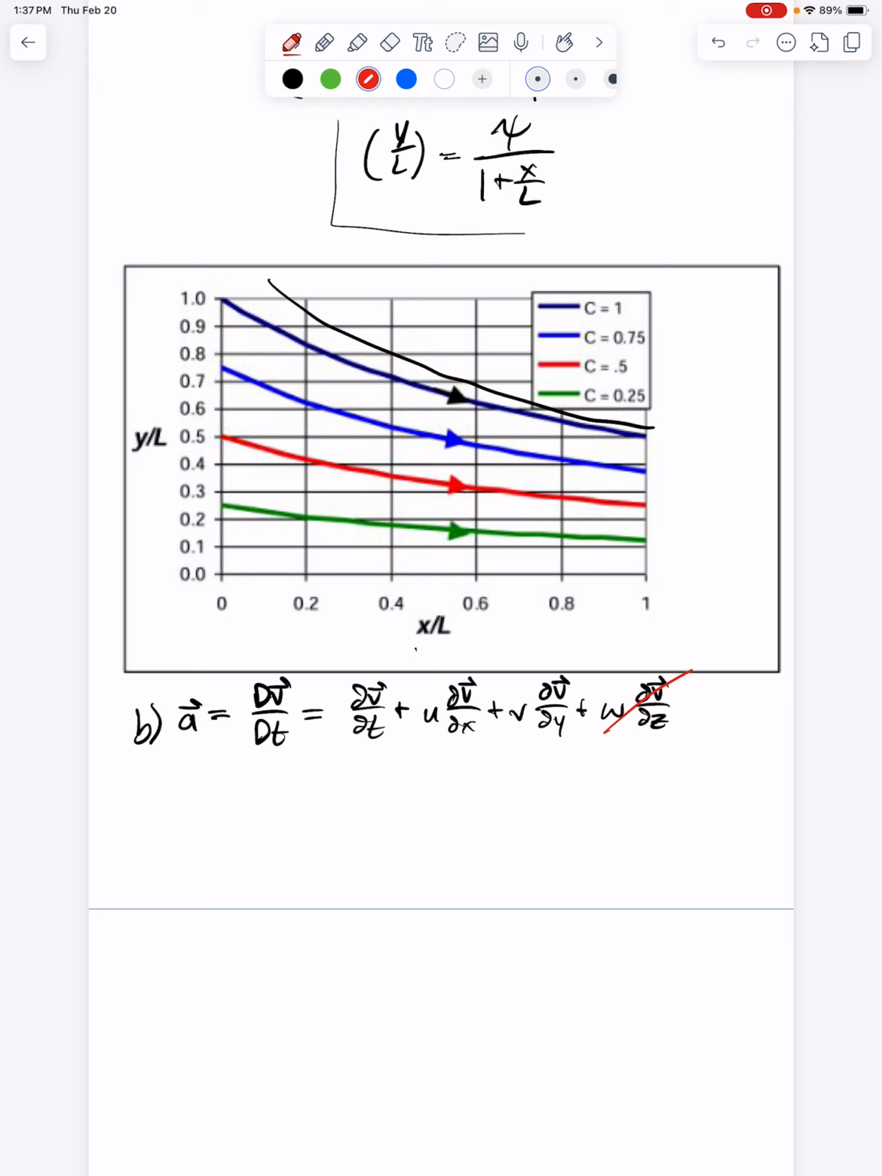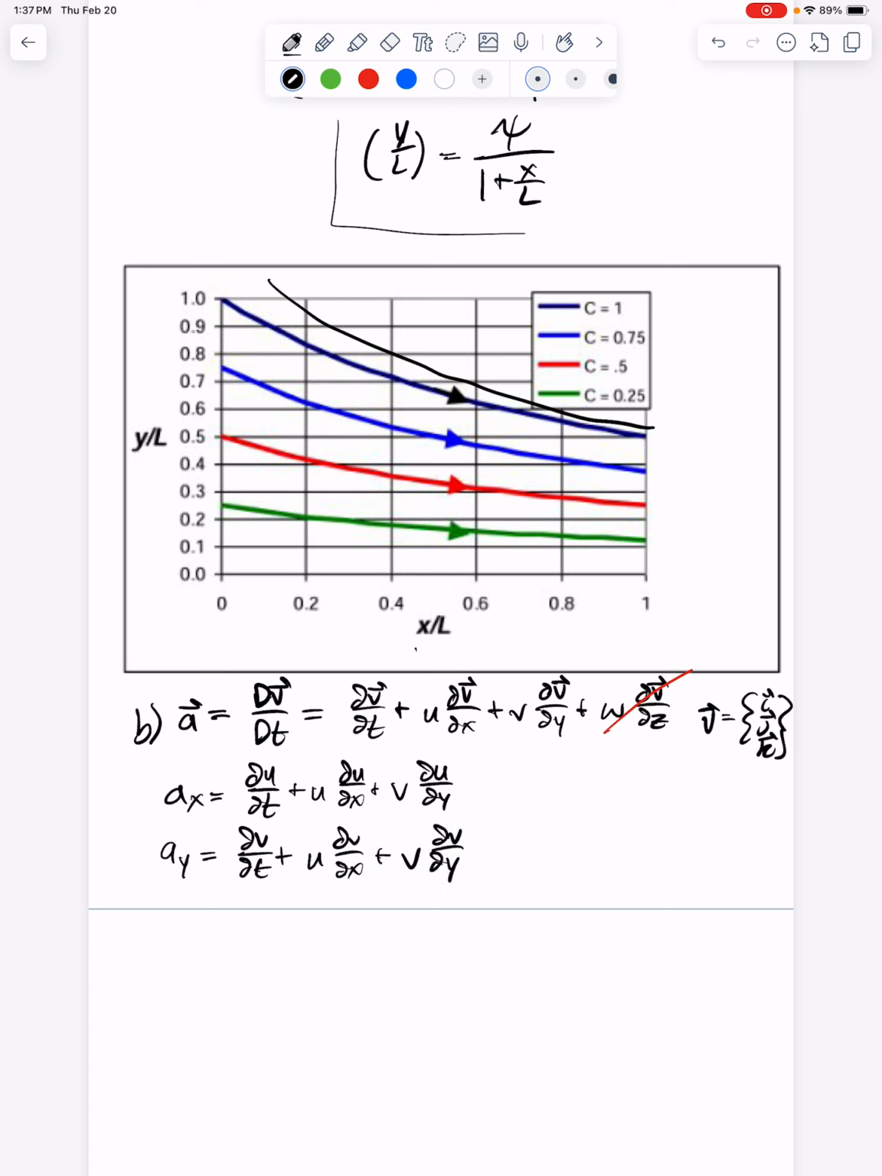But with these components, let's break them down into the horizontal and vertical components. Once again, this v is a vector of i, j, and k. So, ax is du with respect to t plus u du dx plus v du dy, whereas ay is dv dt plus u dv dx plus v dv dy.